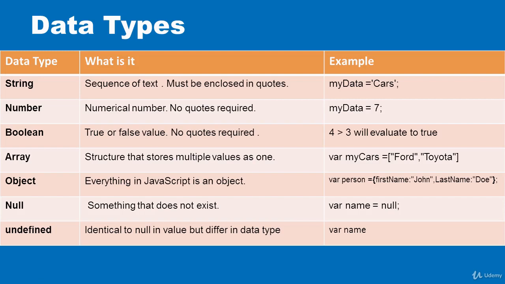So I'm going to start with the top one, which is a string. A string basically is a sequence of text that must be enclosed in quotes. You can use either single quotes or double quotes, but you cannot mix the quotes. For example, here you can declare a variable called myData and set it to this value. You can see I've got quotes around it.